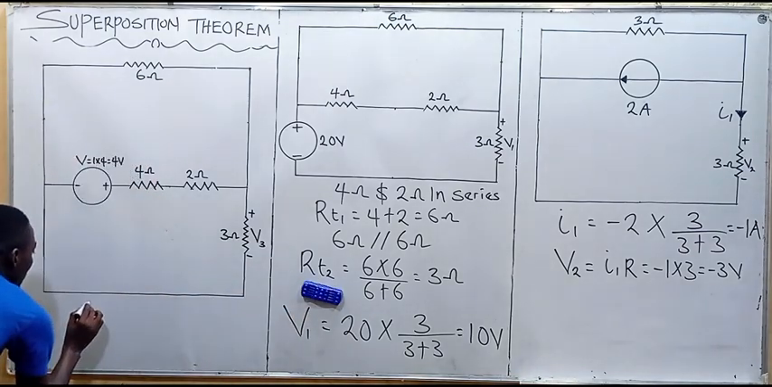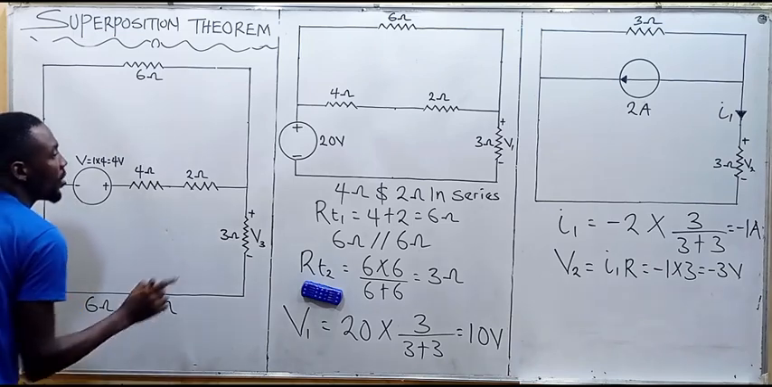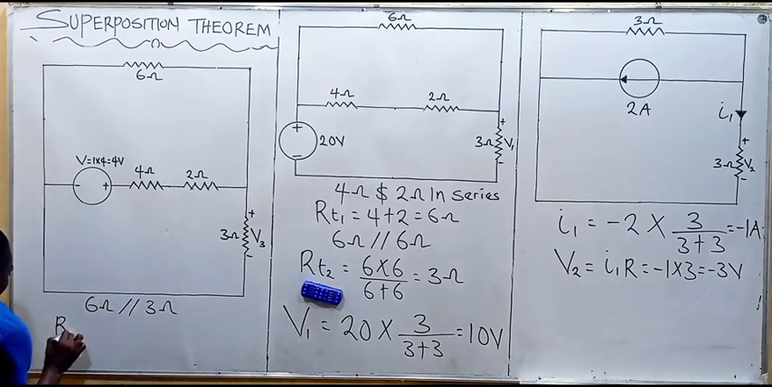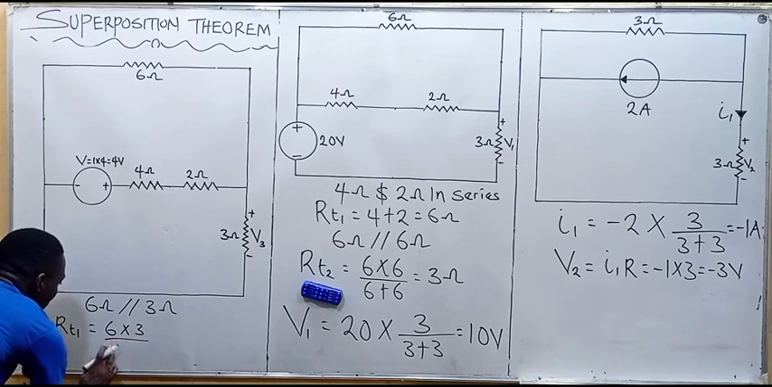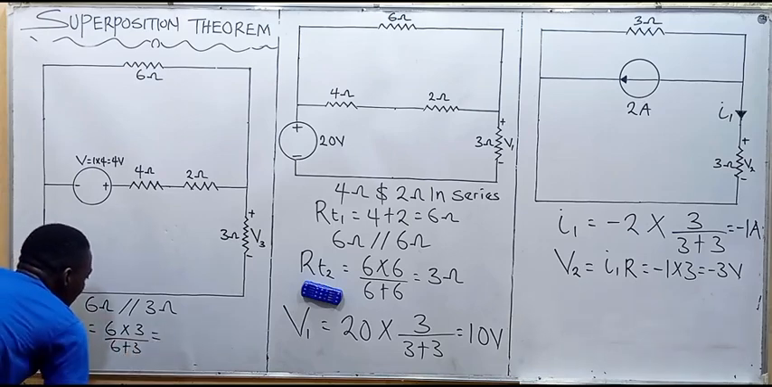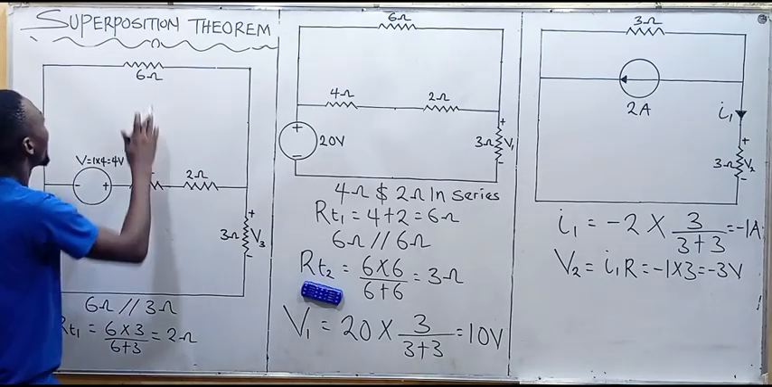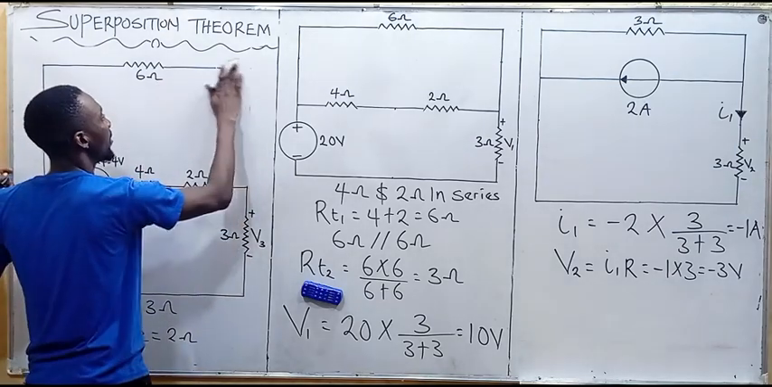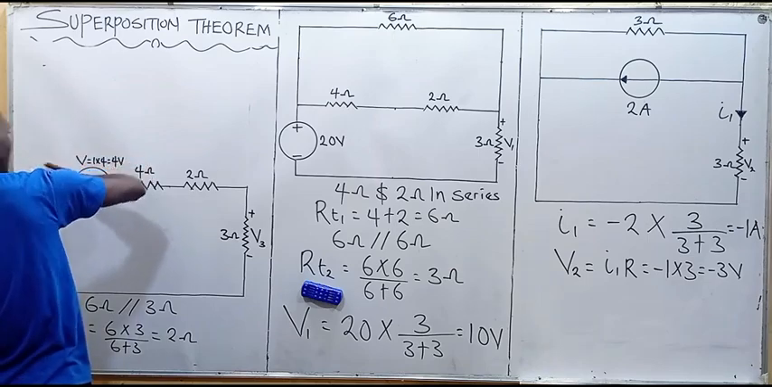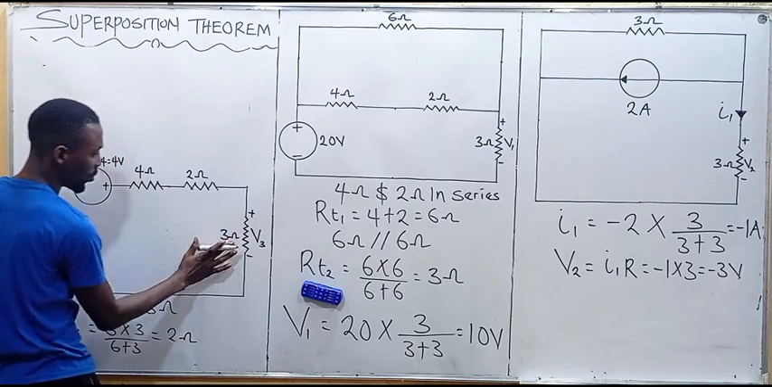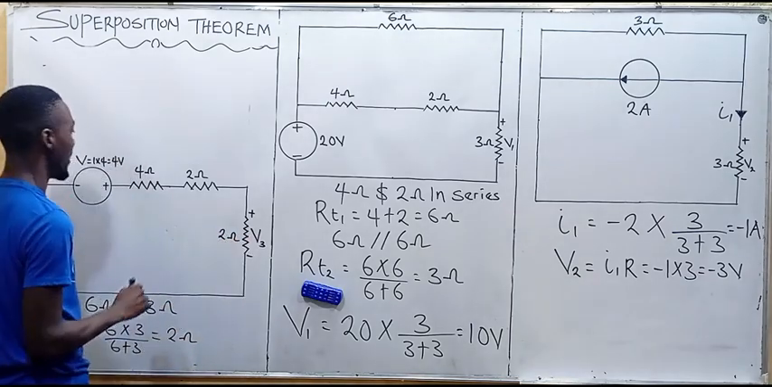So 6 ohms is parallel to 3 ohms. All right. So let's call the equivalent here ROT1. So this will be 6 multiplied by 3 divided by 6 plus 3. So this will be 18 divided by 9, which is 2. All right. So this is 2. So we can therefore remove what is here, and remove this wire here. Let's disconnect this wire. All right. Then replace what we have here with 2, because we have combined it together. So 2 ohms. All right. So you can see that now.